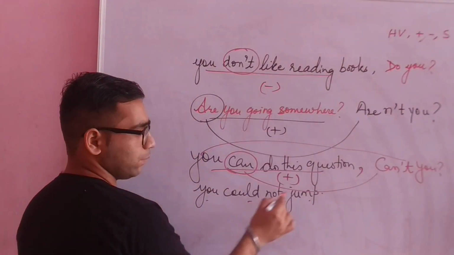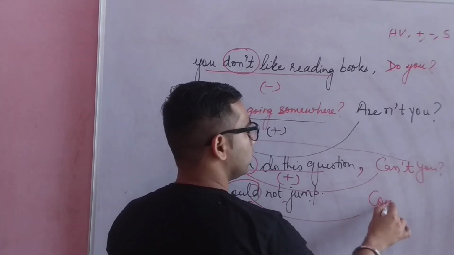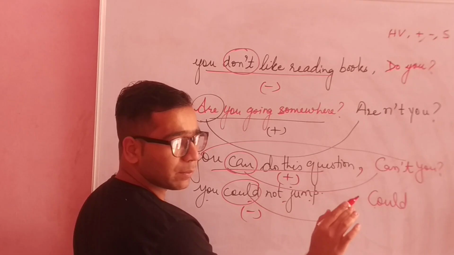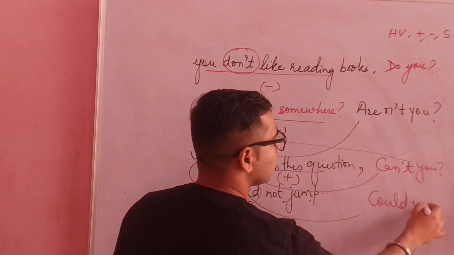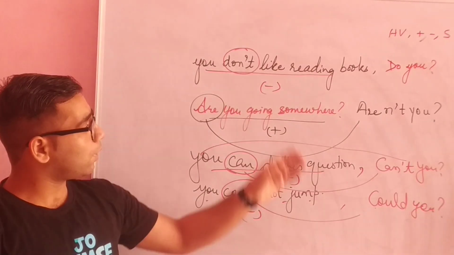You could not jump. This is a negative statement. So could. Positive we will take. Could. We have to keep it positive. So positive will remain positive. Nothing is to be added. Could. Done. So this is all about the question tag.